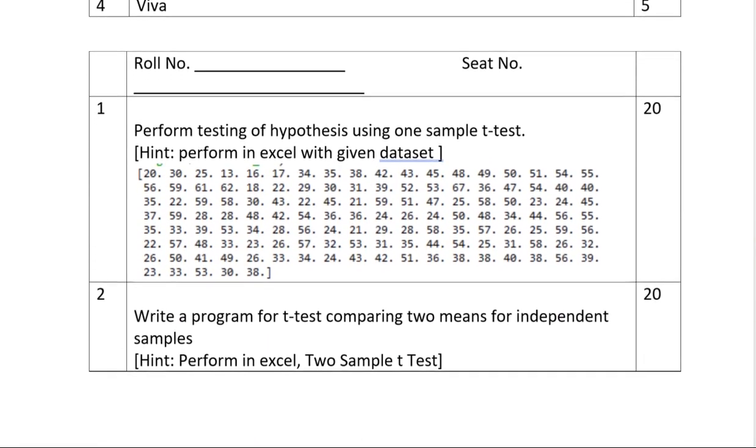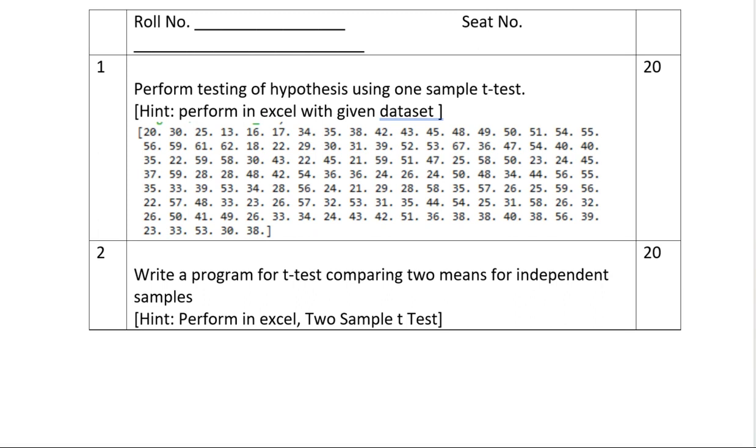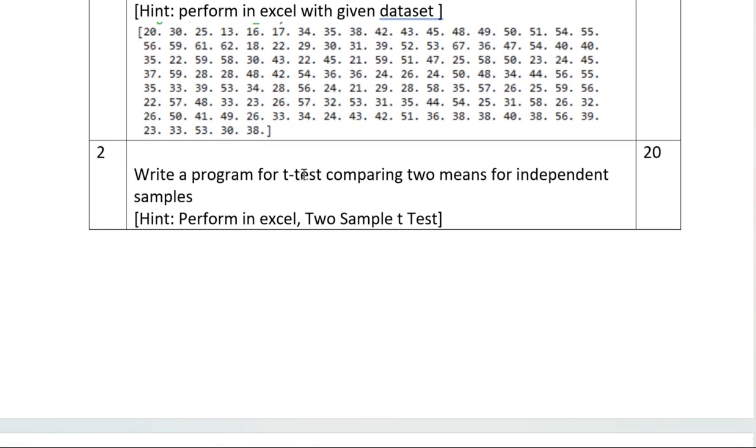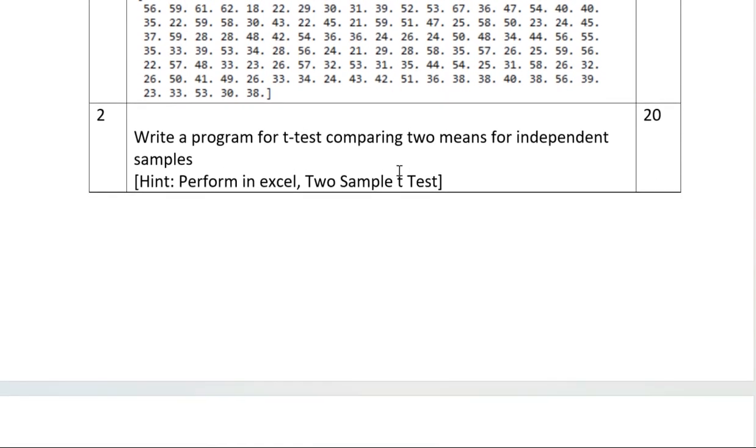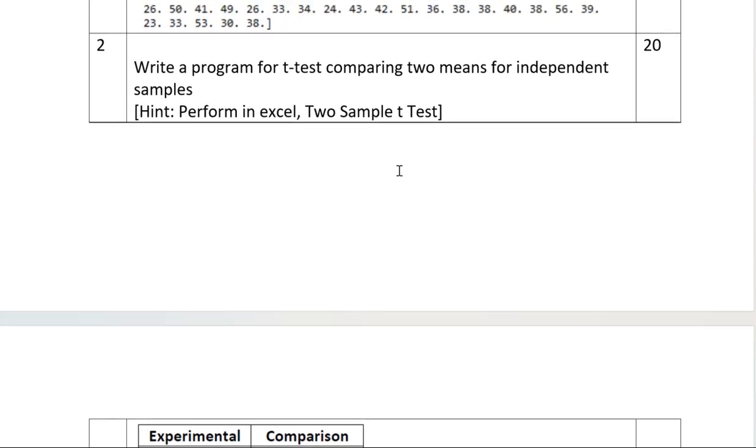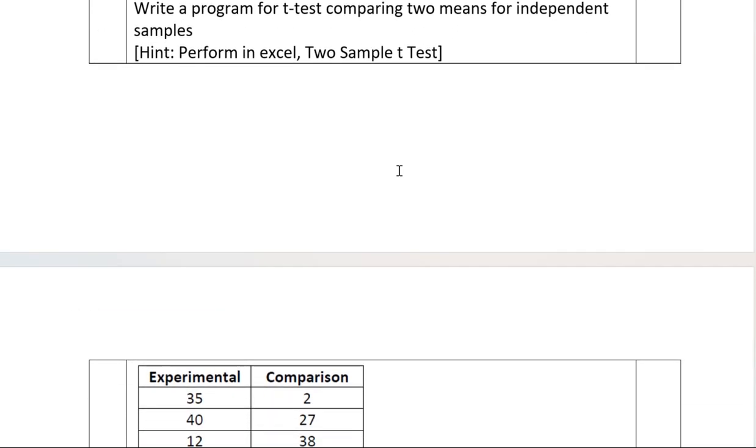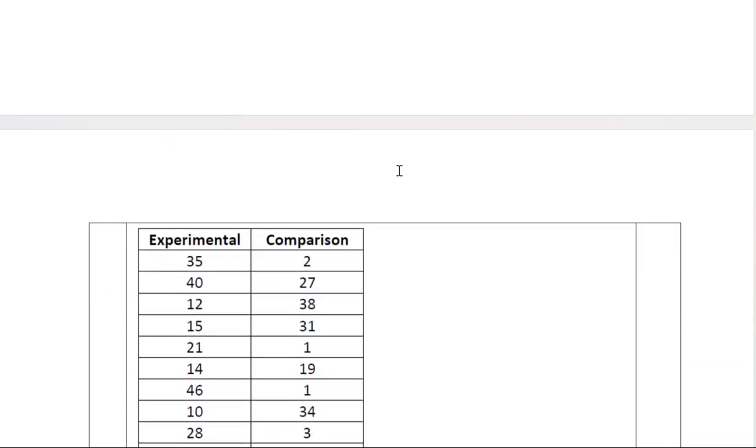Then perform testing of hypothesis using one sample t-test. Here we have to create a data set and perform a one sample t-test. In the same way, write a program for a t-test comparing two means of independent samples. Here we can take two independent samples and perform a two sample t-test.